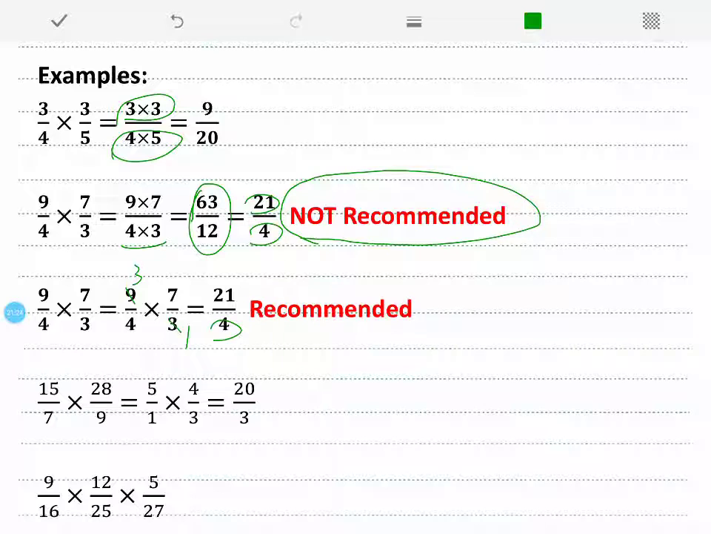So 15 and 9 have the common factor 3. Both divided by 3, the top becomes 5 and the bottom becomes 3. 7 and 28 have the largest common factor of 7. 7 becomes 1, 28 becomes 4. So that becomes 5 over 1 times 4 over 3, which becomes 20 over 3.